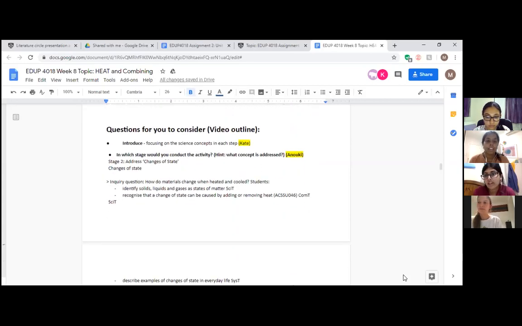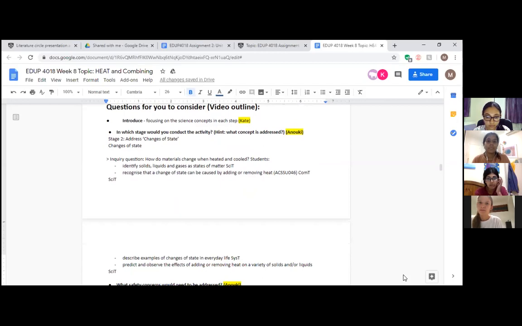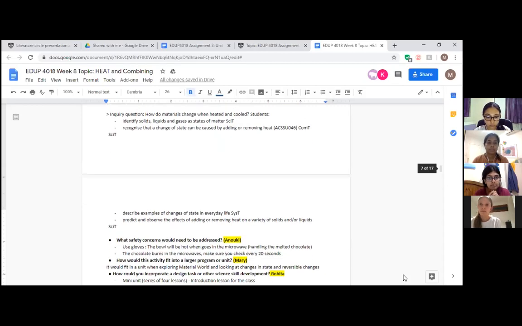Okay, so when we consider what stage we would conduct this activity with, we were thinking stage 2, addressing the changes of state topic, because students can look at how materials change when heated and cooled. They can identify the different states of solids and liquids when dealing with chocolate. And they can also identify and recognize that a change of state can be caused by adding heat, which is what we do when we melt the chocolate.